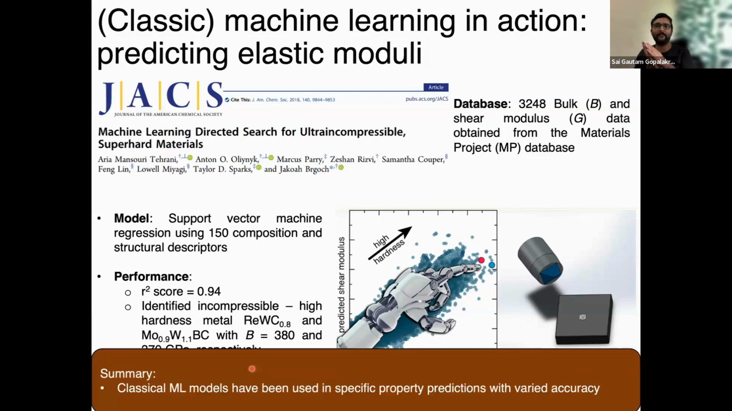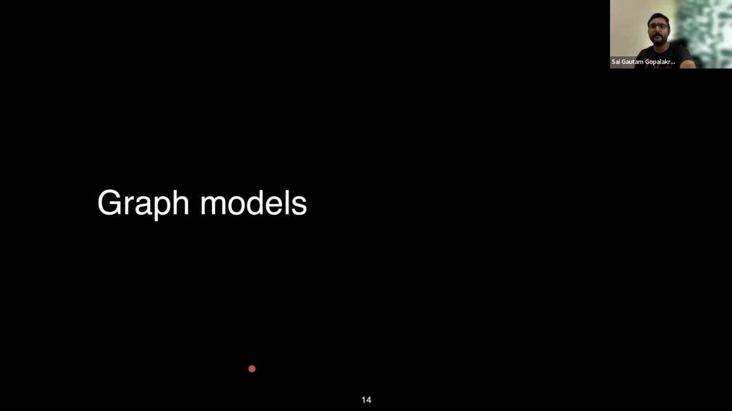Just to summarize, classic machine learning models have been used in specific property predictions with varied accuracy. They're still being used very much in industry and in academic settings. So before moving to the next topic on graph models, I'll probably stop and then I'll take questions.